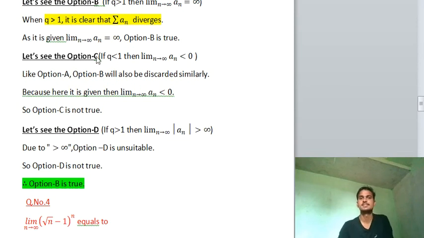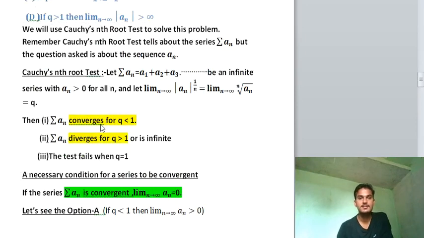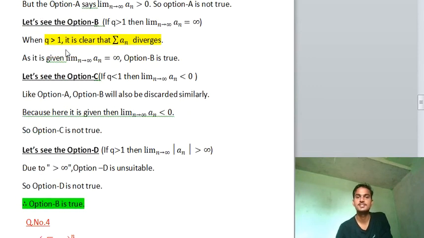So let's see option C. It is given when q is lesser than 1. q means the limit of n to the power 1 by n. When the limit of n to the power 1 by n is lesser than 1, according to Cauchy's root test, the series will be convergent. When q is lesser than 1, the series is convergent, and when the series is convergent, the limit of n will be 0. But here in option C, it says the limit of n is lesser than 0. So option C is not true.